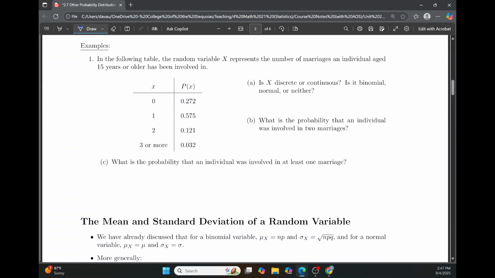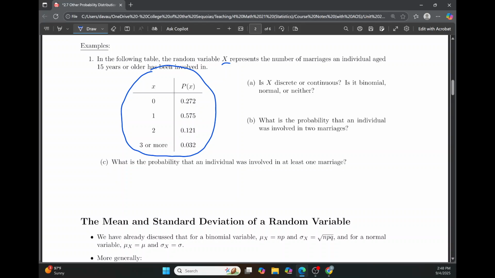So here it says, in the following table, the random variable x represents the number of marriages an individual aged 15 years or older has been involved in. So we have this table here, right? And it looks like the probability that somebody has never been married is 0.272, and the probability that somebody's been married twice is 0.121, and so forth. We're asked in part A, is x discrete or continuous? And then a follow-up question, is it binomial, normal, or neither?